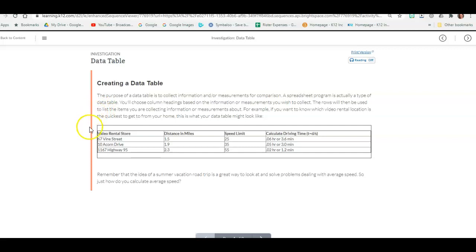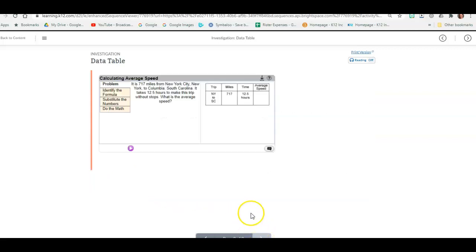And so this just gives an example of video rental stores, which is something we don't have anymore. Distance in miles, how far they are away, speed limit, and calculating the driving time. So remember that idea of the summer vacation road trip is a great way to look at and solve problems dealing with average speed. So how do you calculate average speed? If you remember, we're using the formula distance over time.